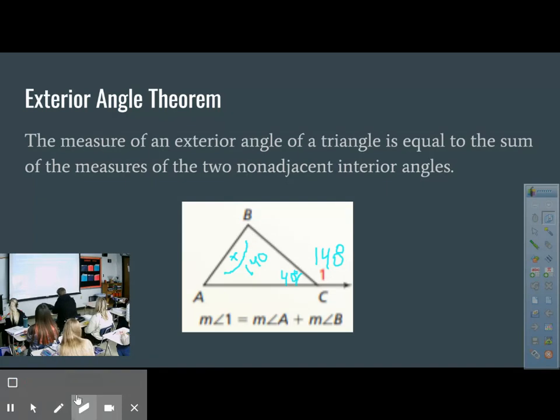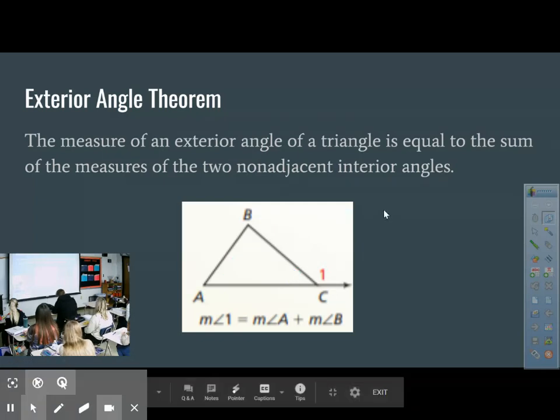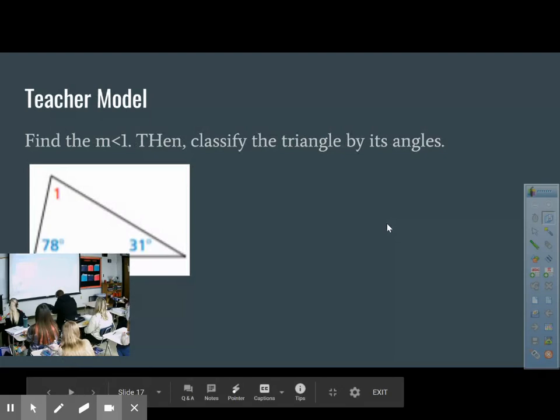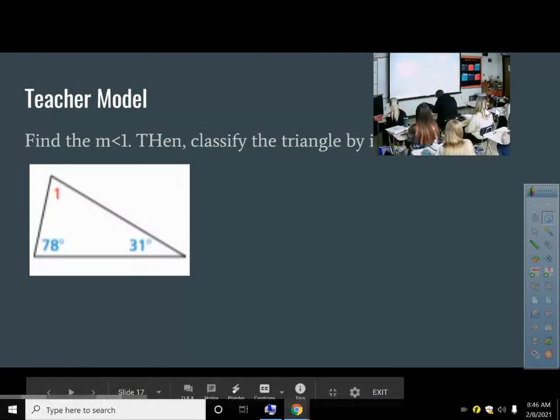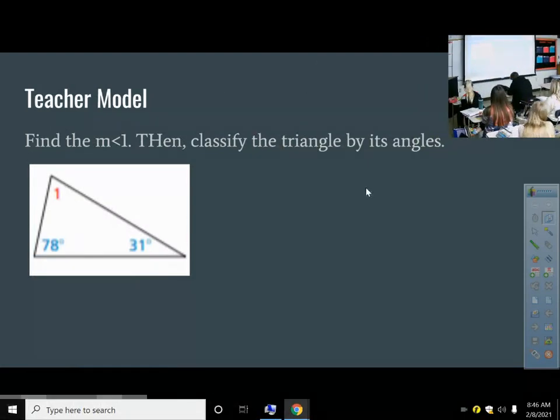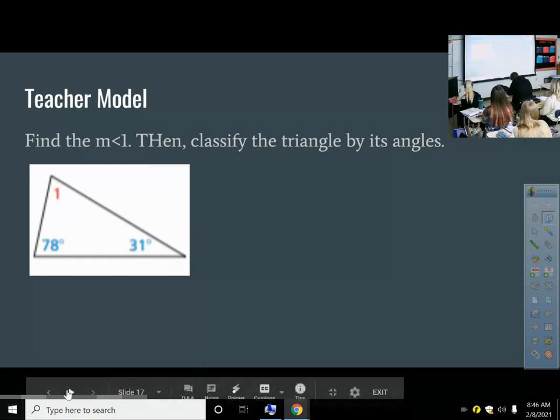All right, so let's do an actual example. Let me show you an example. I believe on here I've got two teacher models. It says find the measure of angle 1, then classify the triangle by its angles. So I don't have to do it by its sides, but I do have to do it by its angles.